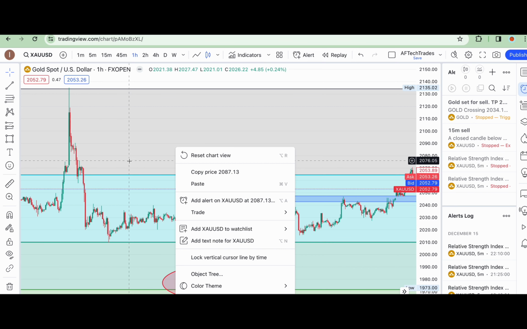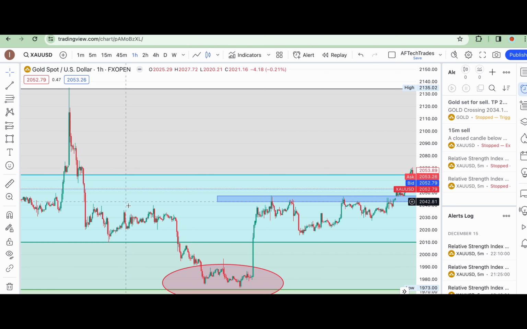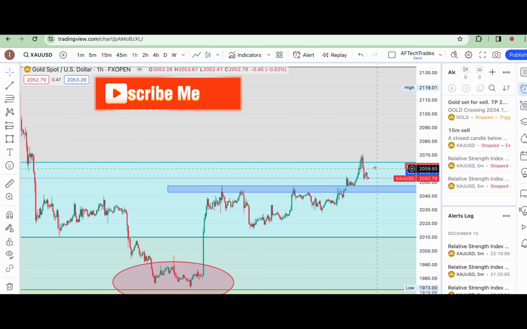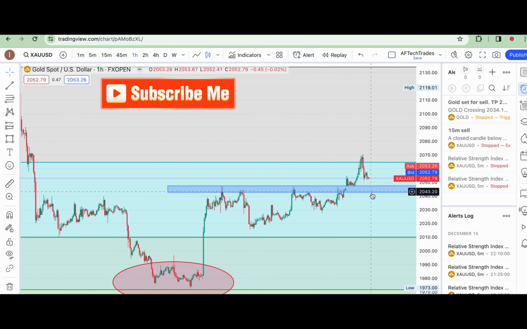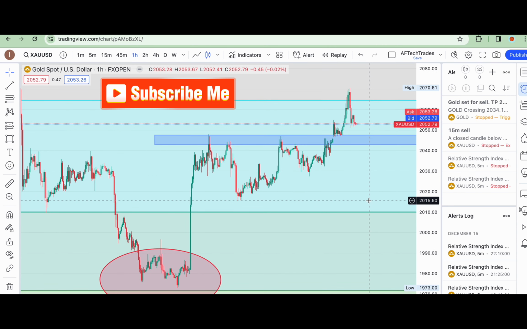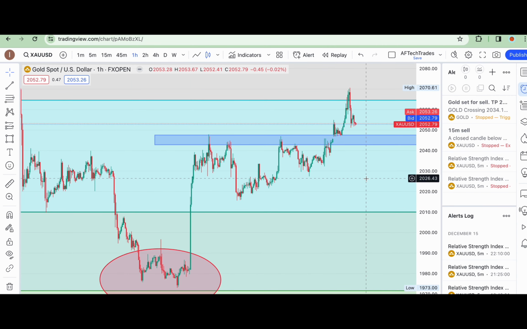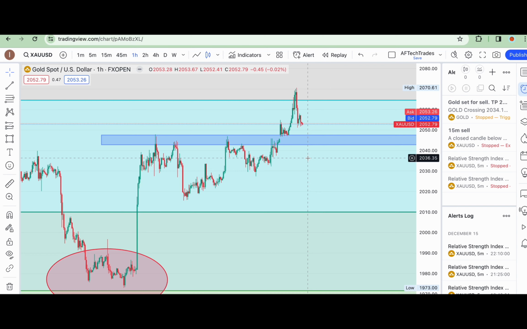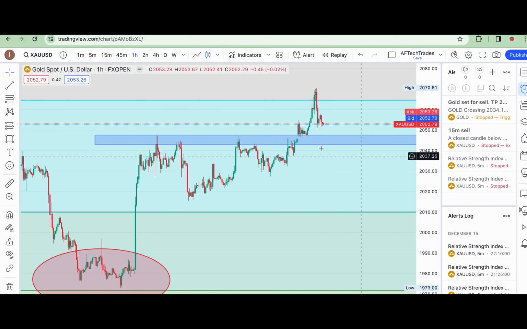Then it went down to this level. Then it came back again, and another engulfing has formed here. So for me, listen to this carefully, what I'll be looking out for is that if I see a candle, first of all, I'm very sure that this is going to happen. I will do a quick trade setup for this one to make sure to take this.